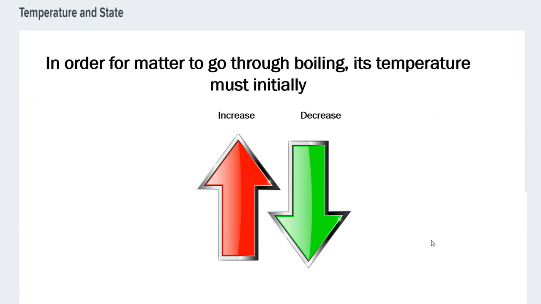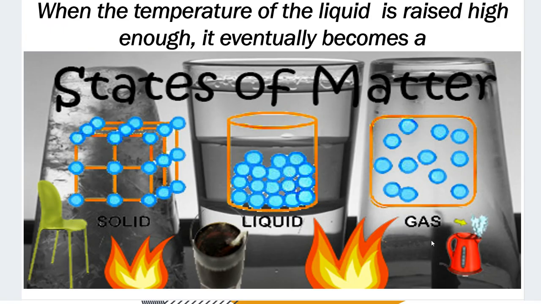In order for matter to go through boiling, its temperature must initially do what? Increase or decrease. I hear my smart fifth graders saying it's going to have to increase. So shake your hand. You're so smart. Now, when the temperature of the liquid is raised high enough, it eventually becomes a what? Does it become a solid? Does it become a liquid? Or does it become a gas?